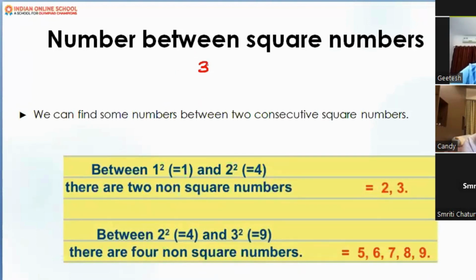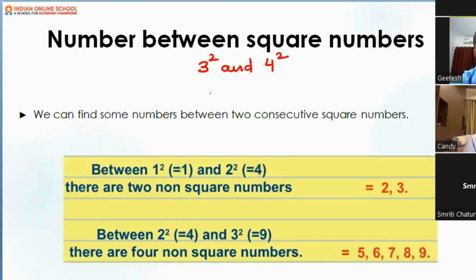between the square of 3 and 4? Without calculating, without actually finding, just tell me how many numbers lie between the square of 3 and the square of 4. Candy, Gitesh, Kumar, anybody? Any clue? Ma'am, I can calculate it and do it, but without doing it, I can't get it, ma'am.